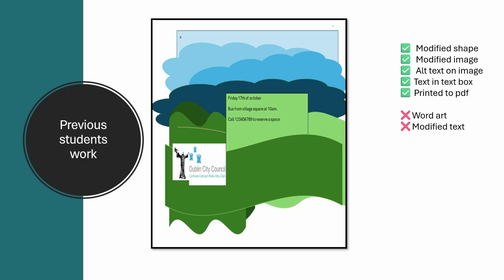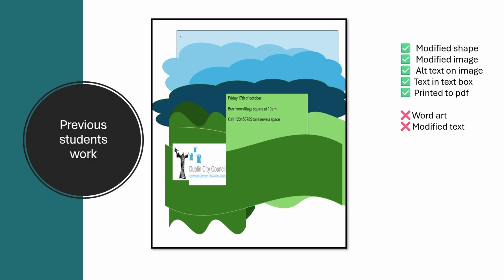She has alt texted on the image. So when you right click on the image, it describes what it is in case somebody who is partially sighted or blind and they don't know what the picture is, it's described to them what that is. So you need to add that in. And sometimes it automatically adds it in for you. And then you need to put a text box in. So the big green thing in the middle is a text box with the words added into it.